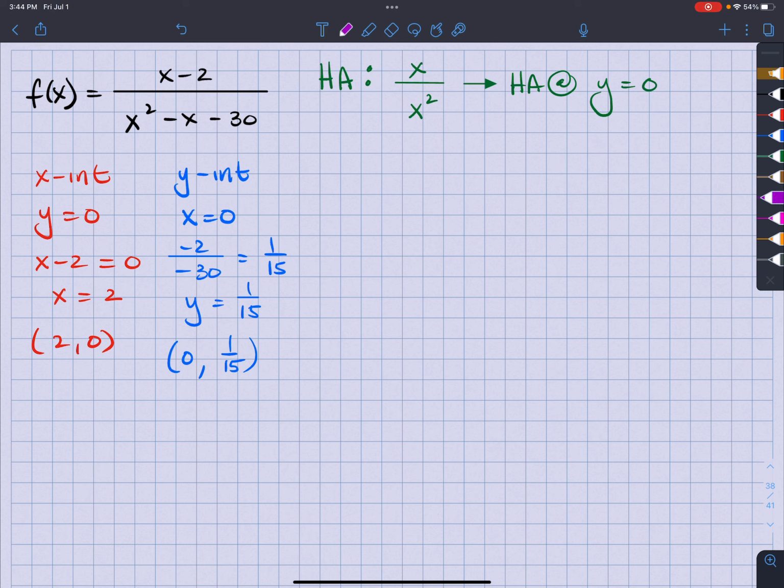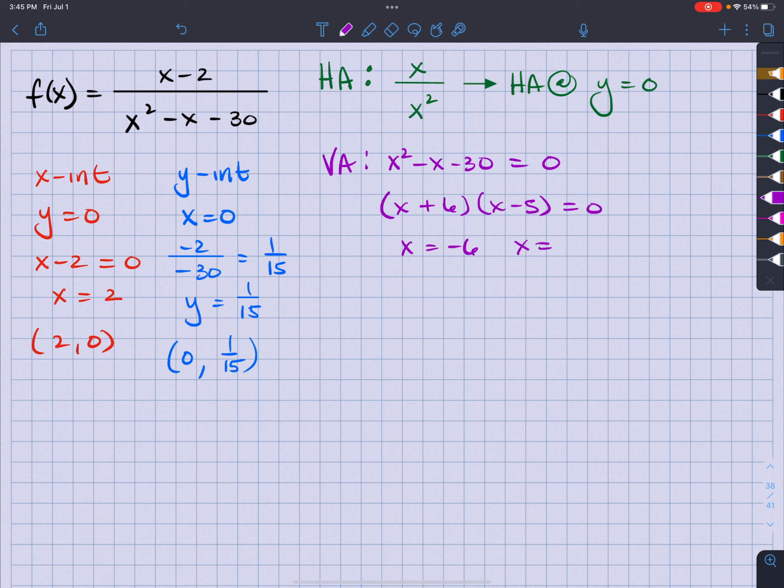All right? So now to my vertical asymptote. Well, vertical asymptote is based on the restriction, which is x squared minus x minus 30 cannot equal 0, right? So when I factor this, there's going to be x plus 6 and x minus 5 equal to 0. So I have x equals negative 6 and x equals 5.